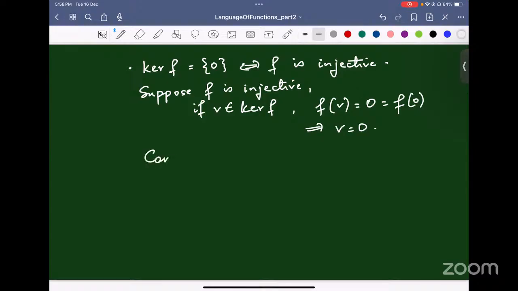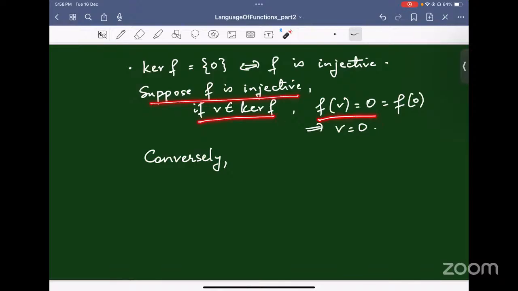Conversely, suppose f is injective, and v is an element in kernel f. Then f of v equals 0. But 0 also equals f of 0, since f is a linear transformation. Now the injectivity of f forces v to be 0. So what we have shown is that if I take any element in kernel f, it must be 0. So the kernel of f contains only the 0 element.